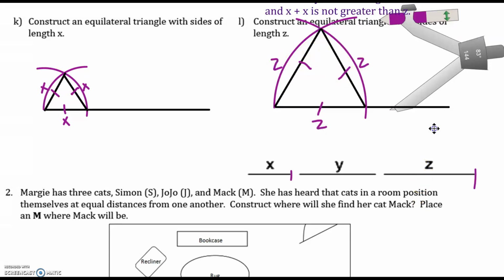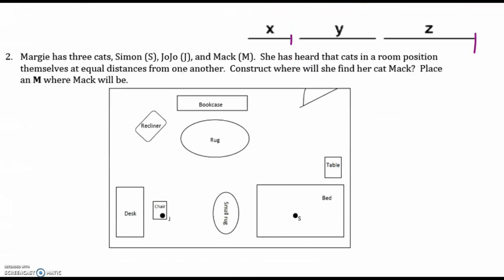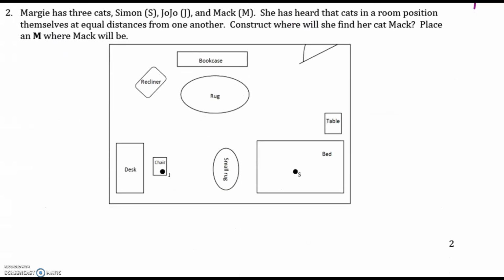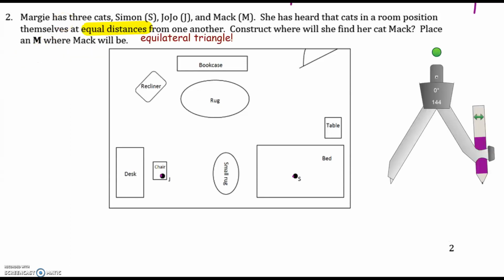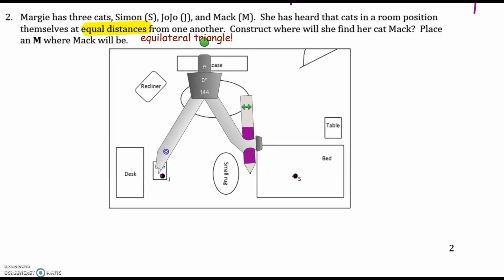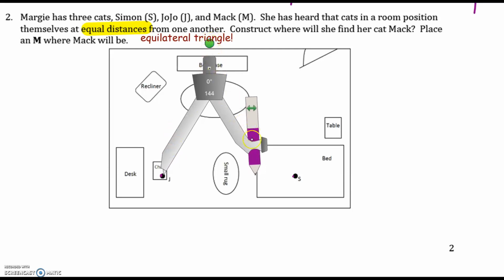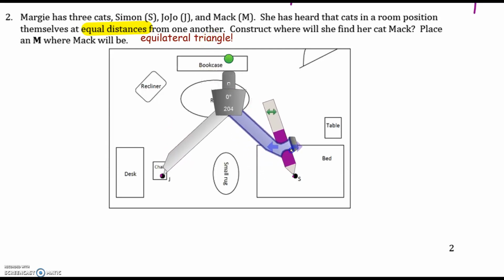And then finally on number 2 of this page, Margie has 3 cats, Simon, Jojo, and Mac. We have Jojo here and Simon here. And it says cats like to position themselves at equal distances from one another. That means that we're going to have an equilateral triangle. So we're going to figure out how far apart 2 of her cats are by using our compass. So you're going to measure with your compass how far apart Simon and Jojo are.